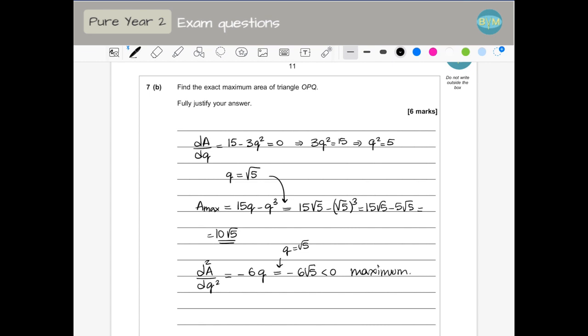So that's what you have to do. You make the derivative equal to 0 to find the value of Q that gives you the stationary point. Then you substitute in the area, you get the value, but then you have to check that that value is a maximum. So you substitute in the second derivative your value of Q and check the sign. You could do this before finding the area, but it really doesn't matter. That's all with this question.